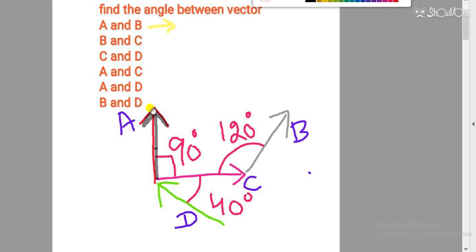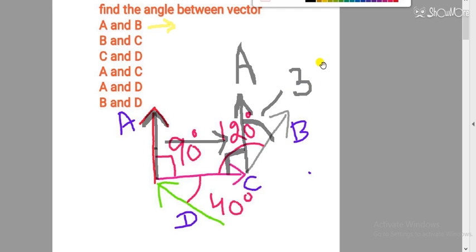To find the angle between A and B, I have to join the tail and tail of A vector, tail of both the vectors. So I parallelly shift A vector here. On shifting vector A here, I get this one. Let's suppose this is vector A now. So this angle is 90. Now the tail of A is joined with the tail of B. That means out of this 120, this will be the angle, and this angle is equal to 30 degree.